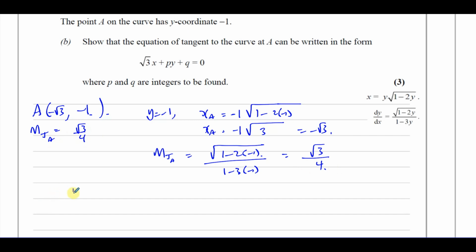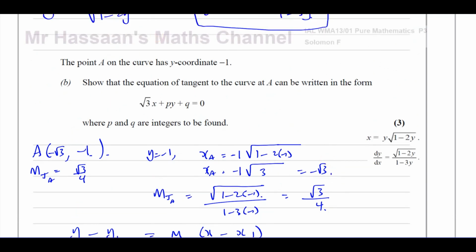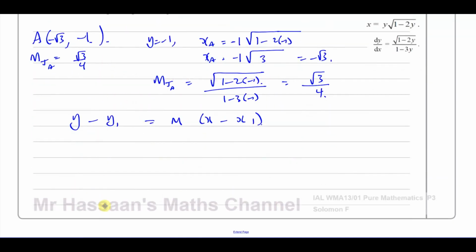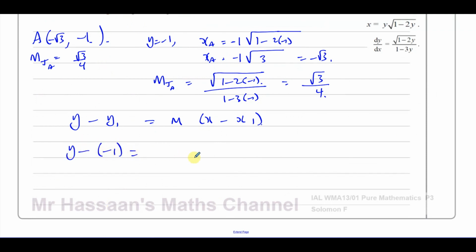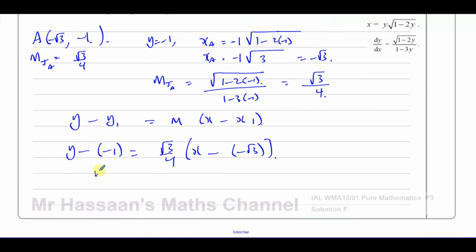So therefore we can say y minus y1 equals m times (x minus x1). So we have all the information we need here. We have y1, which is minus 1. So you have y minus minus 1 equals m, which is root 3 over 4, times (x minus minus root 3). How do they want us to express the answer? As integers. So this gives you y plus 1 equals root 3 over 4 times (x plus root 3).